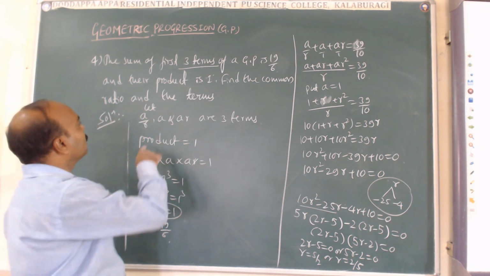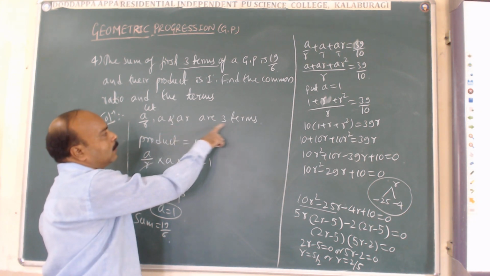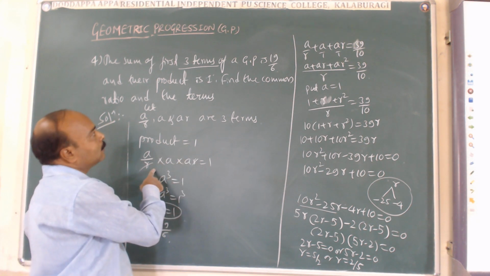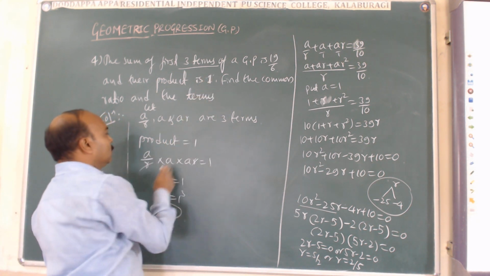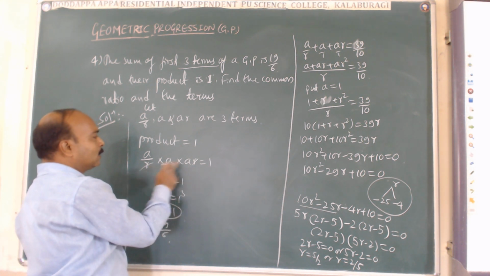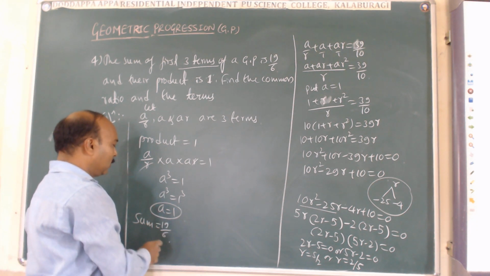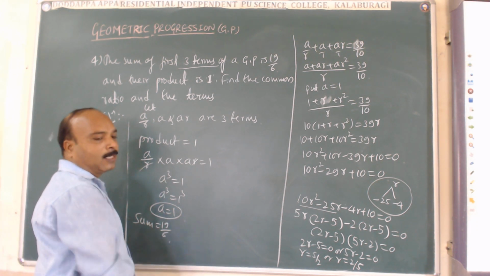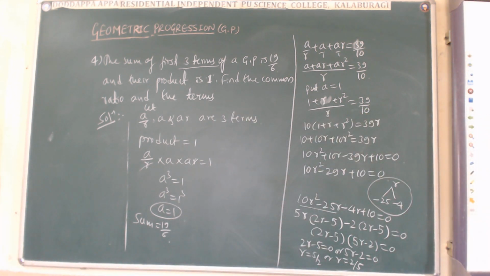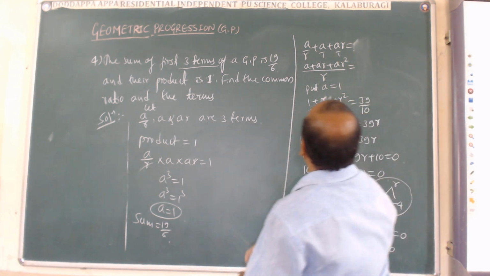Here also we consider the three terms as a by r, a and ar. Now the product is 1, again product is 1 given. We make the product a by r into a into ar equal to 1. By cancelling we get a cube equal to 1, and we get a value as 1. And the sum is 19 by 6, so we substitute here the value of this sum as 19 by 6.